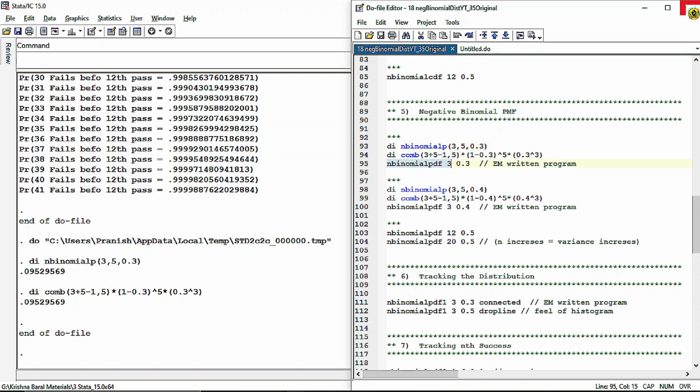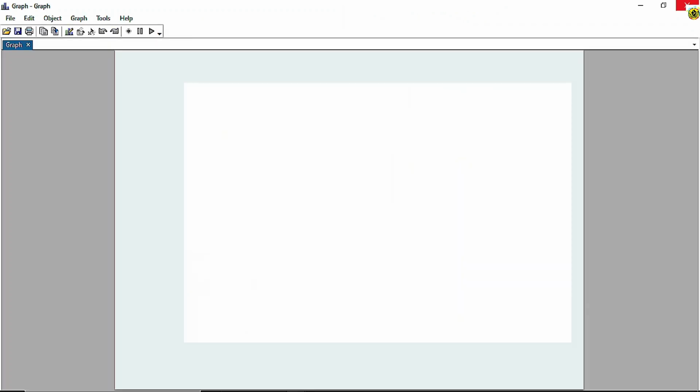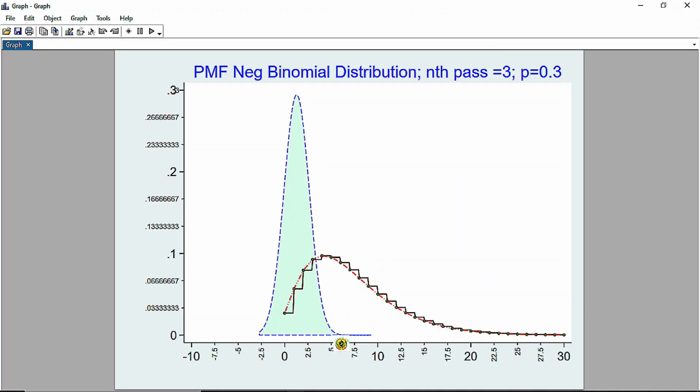This is again a user-written program that depicts the negative binomial distribution. Let us see at 0.5. After 5 failures, what is the probability of getting the third success when the probability of success is 40%? And here 8.5, and if we look at it, this value should be somewhere around 9%.